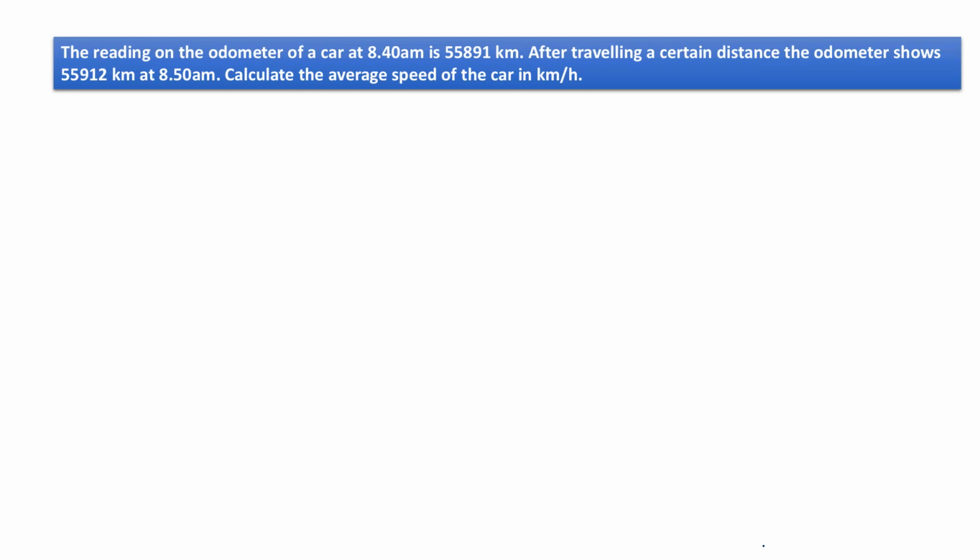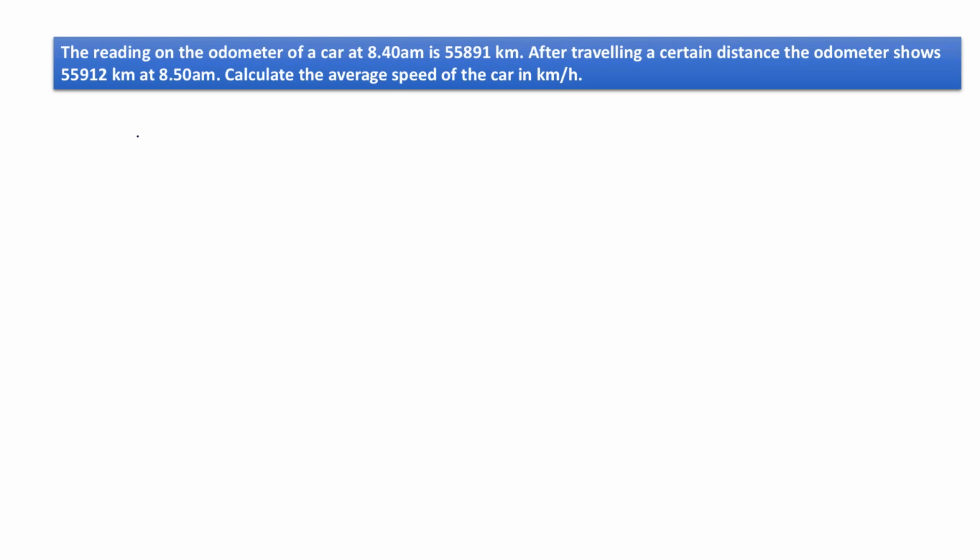So the reading of odometer. What is odometer? It is a type of instrument, you can say, by which you can measure the speed of a car. Okay. So the reading of an odometer of a car at 8:40 a.m. is 55,891 kilometer, and after traveling a certain distance, the odometer shows 55,912 kilometer at 8:50 a.m. Calculate the average speed. So to find out the average speed, in this case, I can't apply the shortcut formula. The traditional method I have to apply.